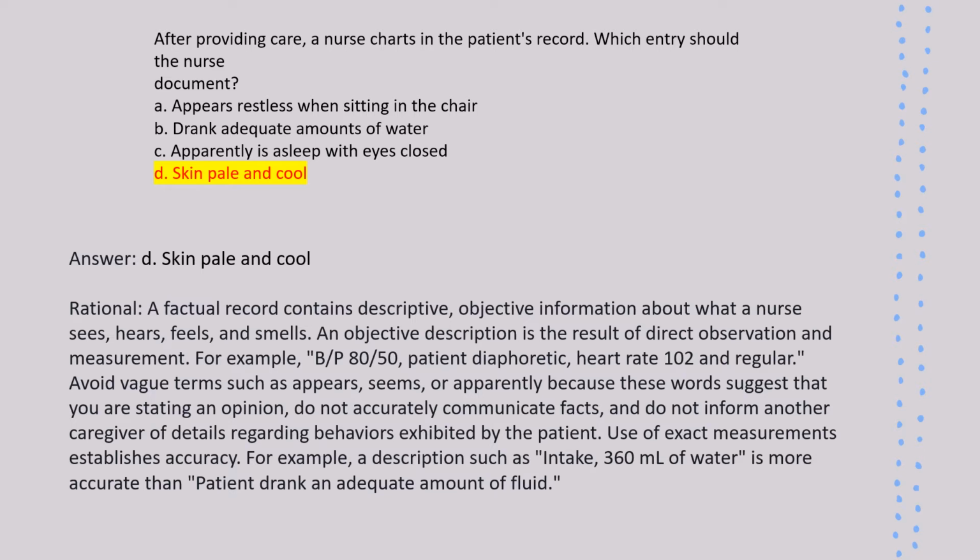Avoid vague terms such as appears, seems, or apparently, because these words suggest that you are stating an opinion, do not accurately communicate facts, and do not inform another caregiver of details regarding behaviors exhibited by the patient. Use of exact measurements establishes accuracy. For example, a description such as intake 360 milliliters of water is more accurate than patient drank an adequate amount of fluid.